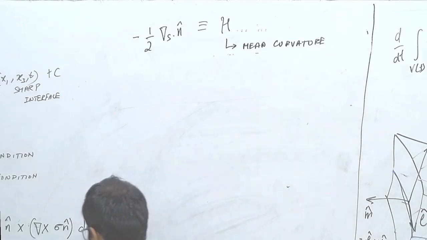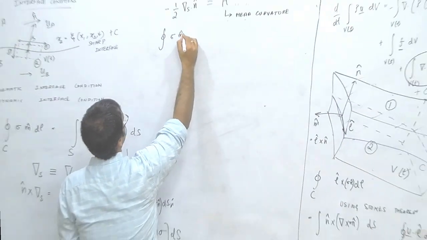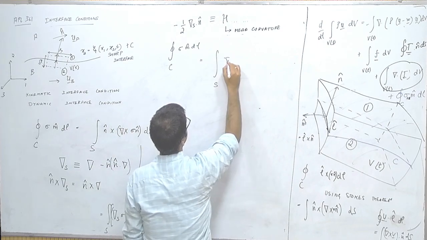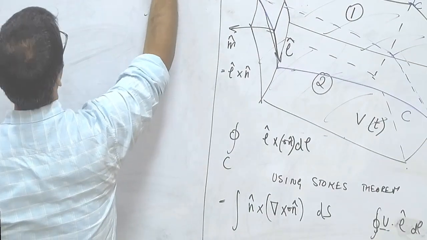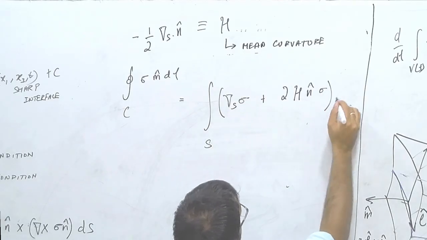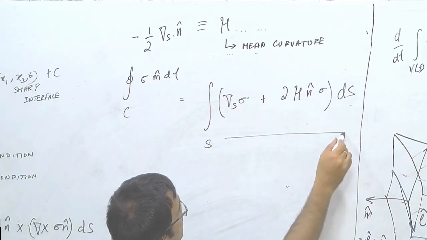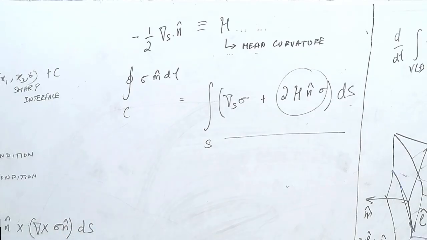Okay, and basically sigma m hat dl becomes plus 2 h n hat sigma ds, and this is basically your surface tension force. Okay, this is something that you guys are familiar with. You see that that force is in n hat direction.